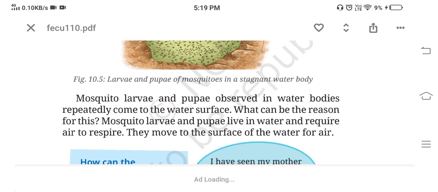Mosquito larvae and pupae observed in water bodies repeatedly come to the water surface. What can be the reason for this? Mosquito larvae live in water and require air to respire. They move to the surface of water for air.